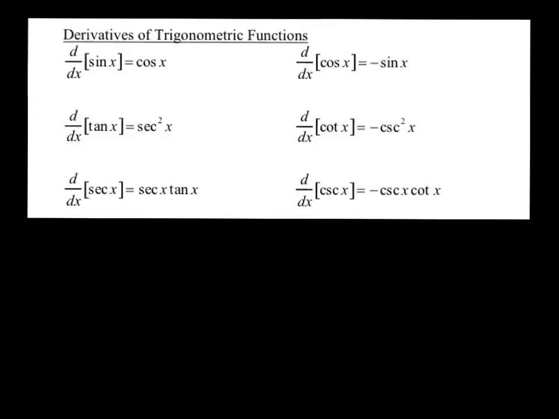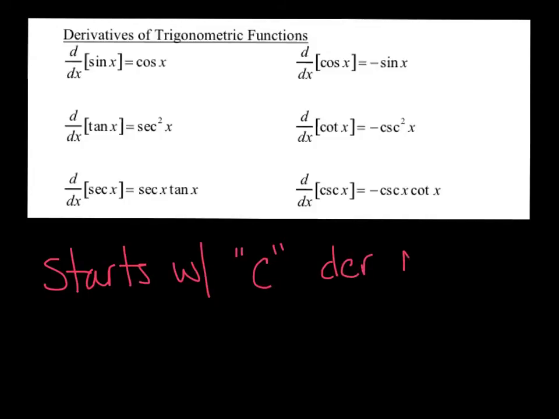One thing you'll notice is if your function starts with a c, its derivative is a negative. For example, the derivative of cosecant starts with a negative. The derivative of cotangent starts with a negative. The derivative of cosine starts with a negative. If it starts with a c, its derivative is negative. Those are the only negative ones.